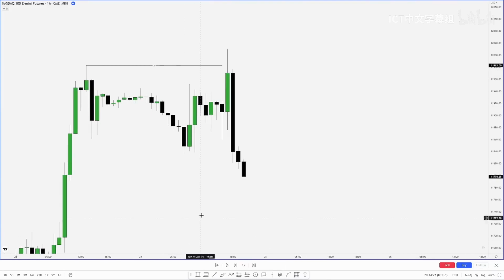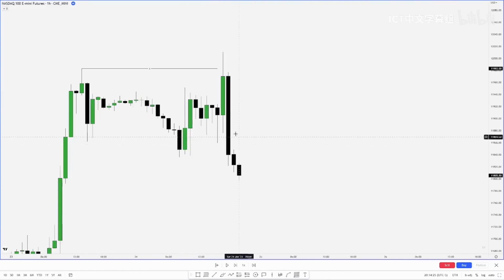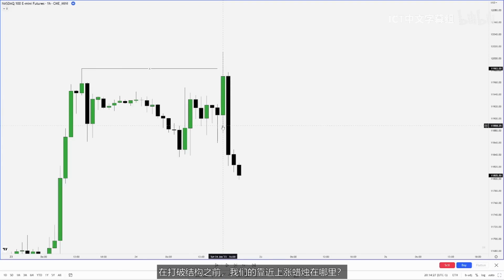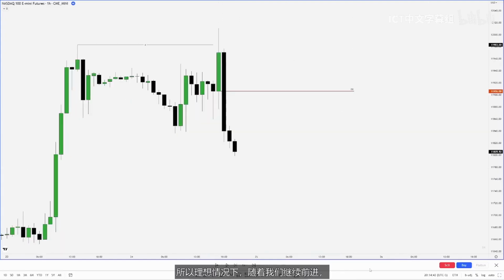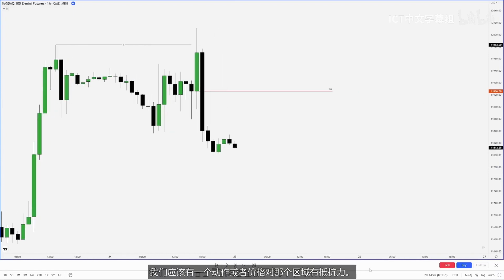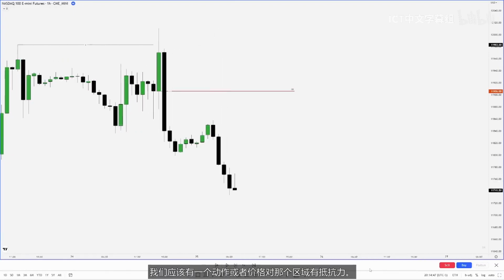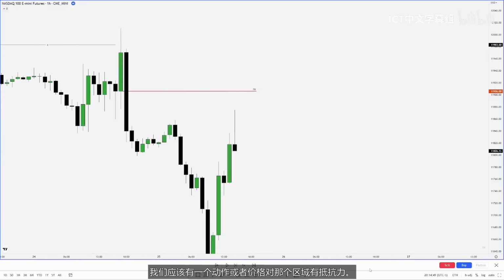And there we go. We break our structure down. Where would be our up close candle on the move that swept liquidity before breaking structure down? Right here, the open of this candle here. So ideally, as we play ahead, we should get a move or have price be resistant to that area.